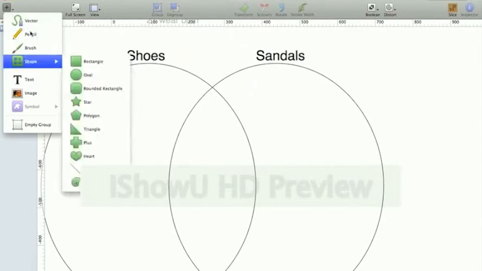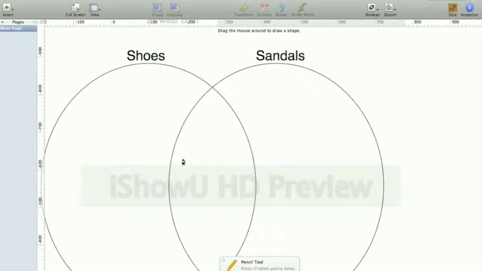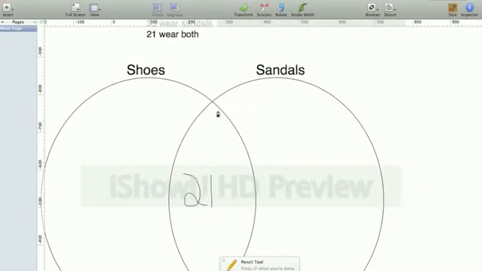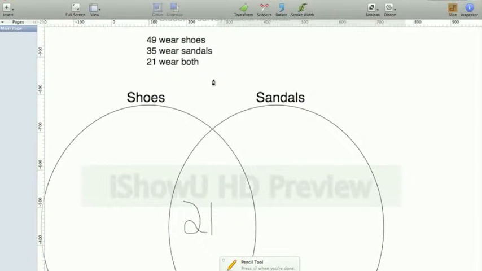Well, right away we know that 21 wear both, and since these are all independent, we can fill 21 in right here. To know how many wore only shoes, which is right in this area here, we would have to subtract the number that wore both from the number that wore shoes. So 49 minus 21 is 28. And we can fill that in.